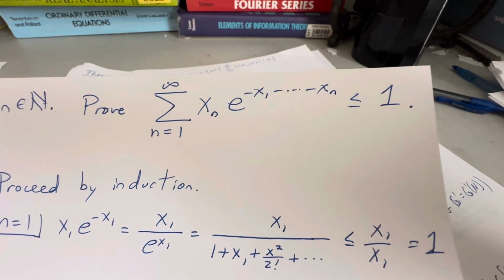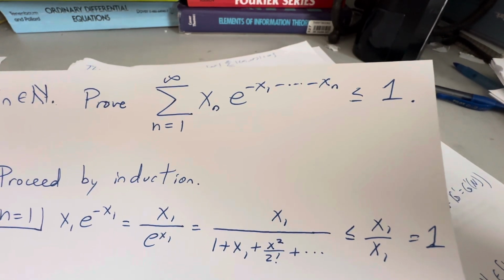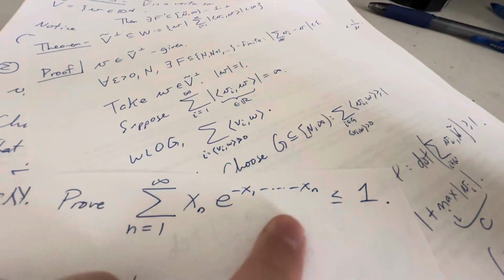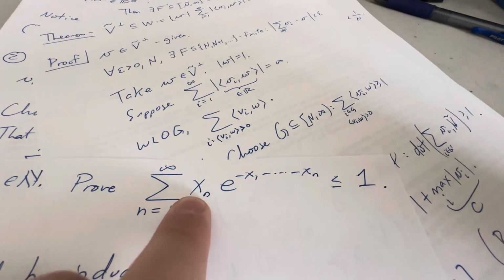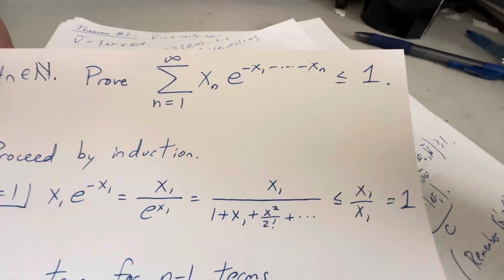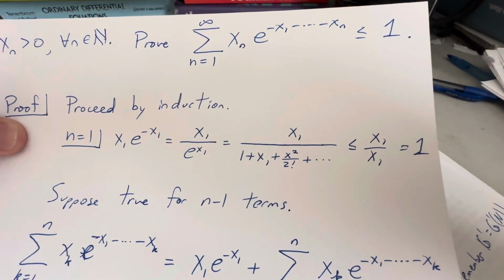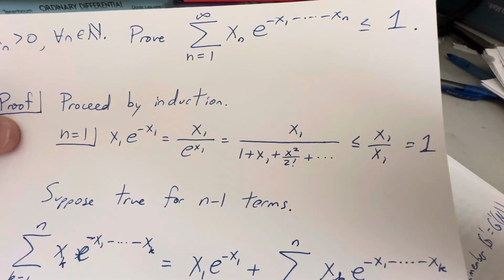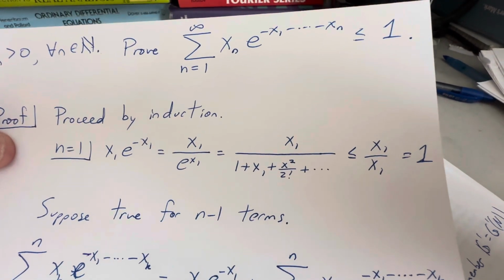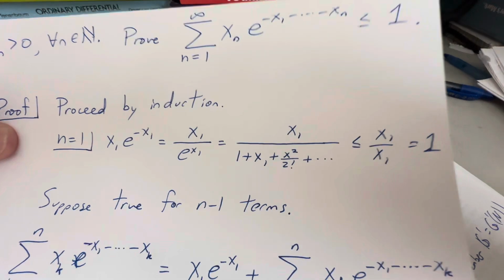It kind of feels right when you read it, because that e to the negative x1 through negative xn feels like it should dominate xn, but we have to prove it in the sense that the sum won't get too large. So the proof is by induction. We consider the case where n is equal to 1, so we have x1 e to the negative x1. We're looking at the partial sums, by the way. So we have x1 e to the negative x1.